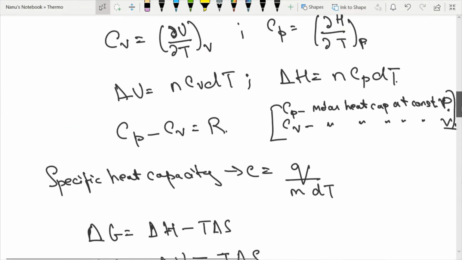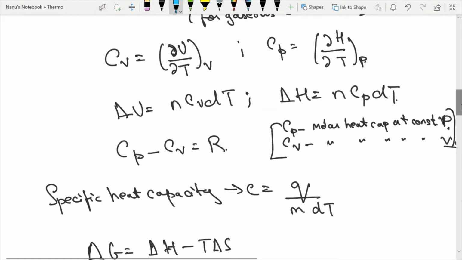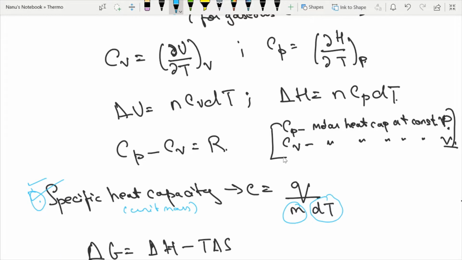So, let us come to this heat capacity thing. First of all, let us look at specific heat capacity. Specific heat capacity is the amount of heat required to raise the temperature of unit mass by a temperature of dT. It's for unit mass, that's why we have this m in the denominator. Because it's unit mass, if the mass of the substance is m, you have to divide by m.